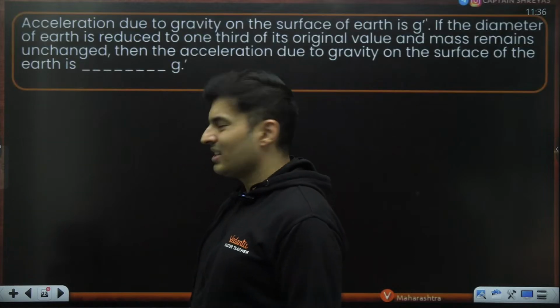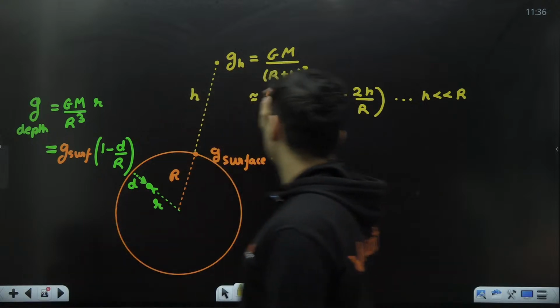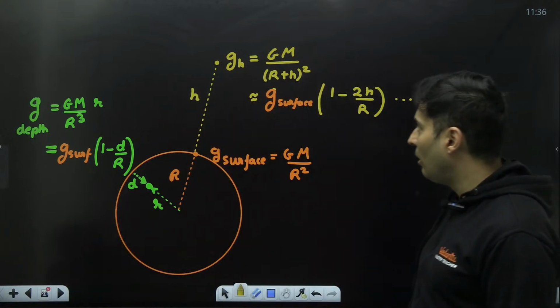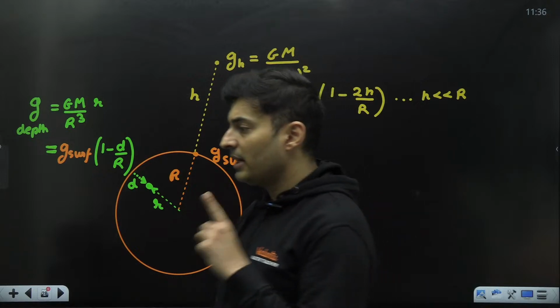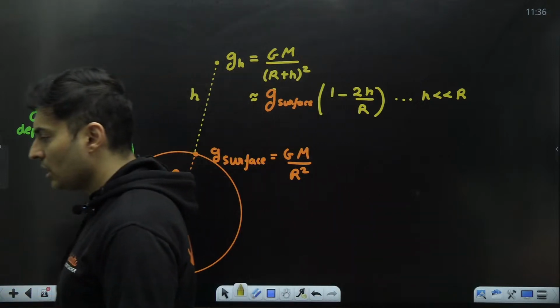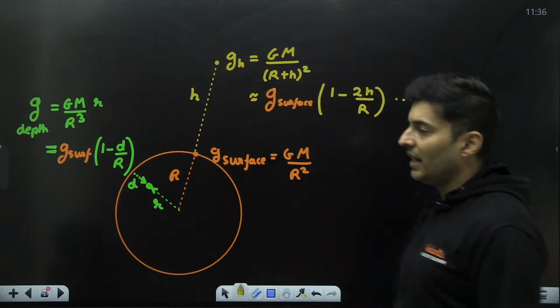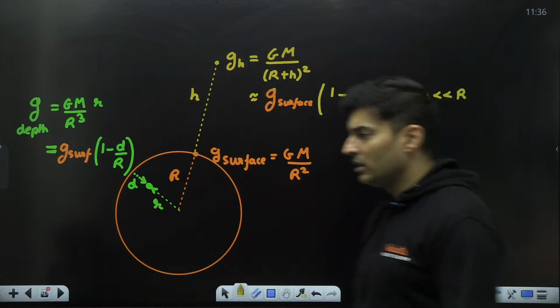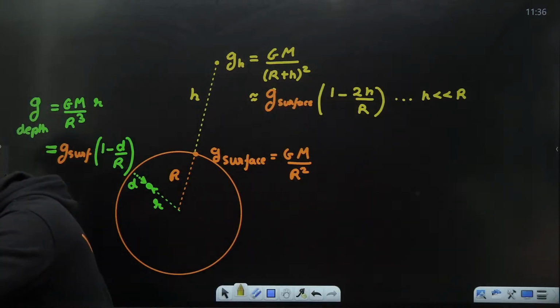Cool. If it was at a height h, then tell me which formula will you use? Will you use the exact formula or will you use the approximate formula? If it was above the surface of the Earth. Everybody let me know in the chat box. If it was above the surface, will you use the exact formula or the approximate formula? That's the question. Come on, everyone, let me know quickly.